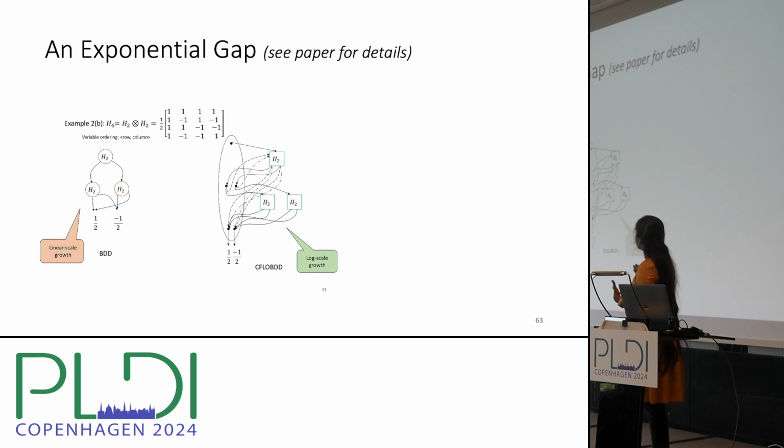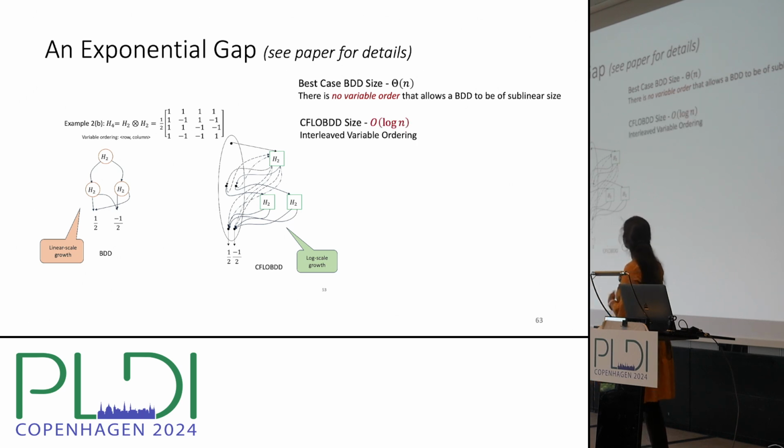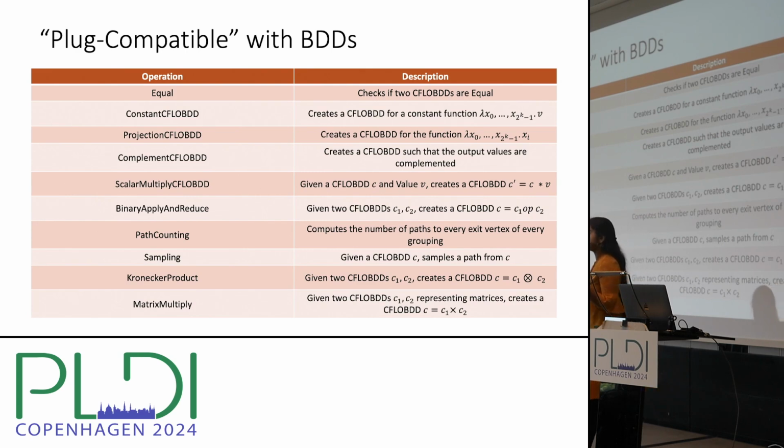So is there an exponential gap? We have seen that, and we also have theoretical results saying there is no variable ordering for a BDD where you have a much more compressed representation, whereas there is at least one variable ordering where CFLOBDDs have a good representation. You can look at this in the paper, but we intend to use CFLOBDDs as a plug-compatible replacement to BDDs. That is, they can support all the operations that BDDs can do.